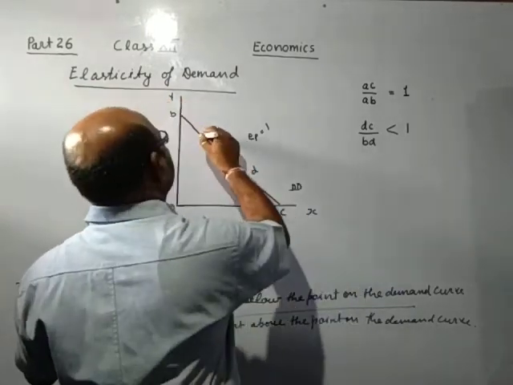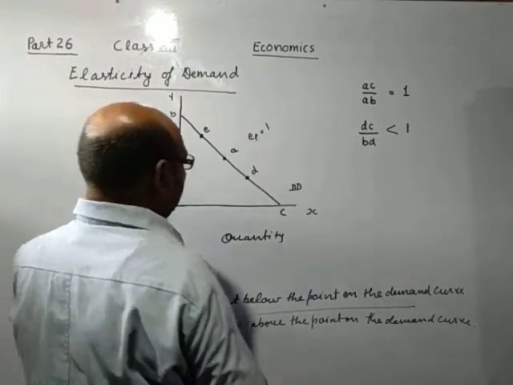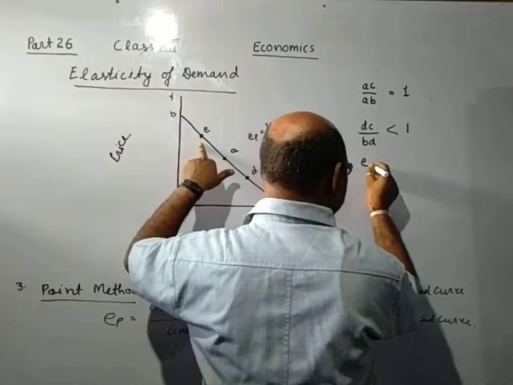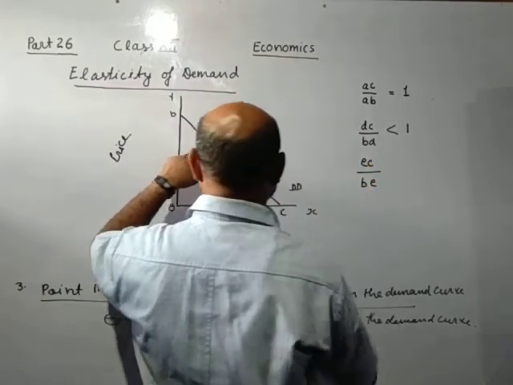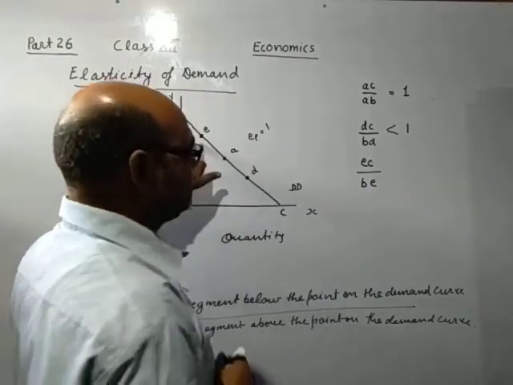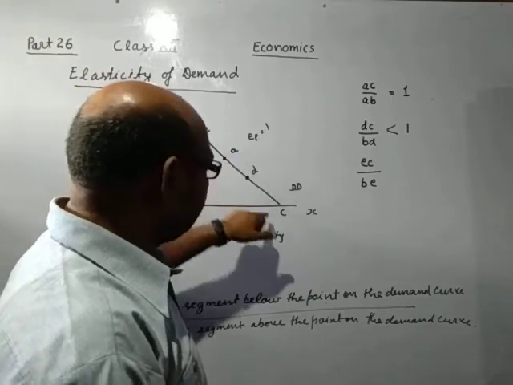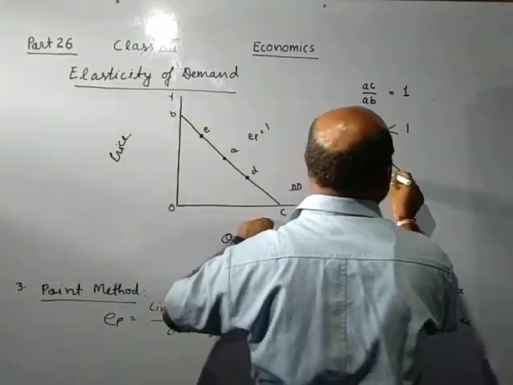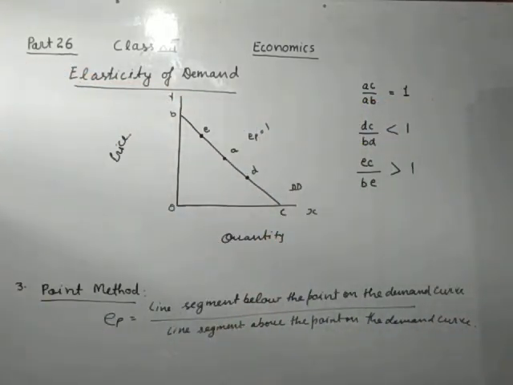And if we are making the study here at point E, now the lower segment will be EC and the upper segment will be BE. EC and BE: the lower segment is more, so elasticity of demand will be greater than 1. Like this, you will see the elasticity of demand on the demand curve.